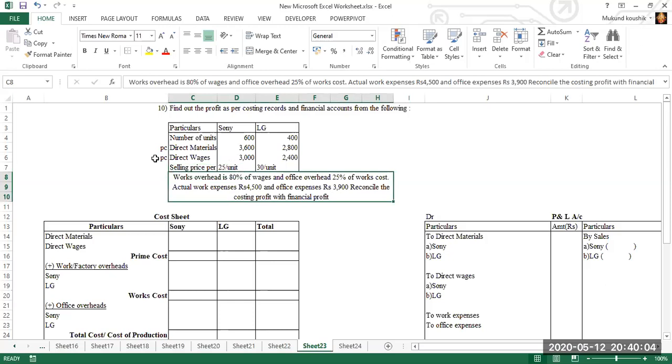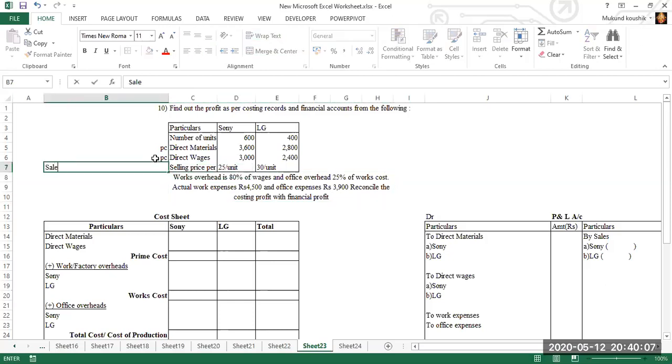Now then again they have given selling price. So this selling price is nothing but sales value. Selling price per unit they have given 25 per unit, and they have produced and sold 600 units. So for Sony the sales will be, how do we find out the sales amount? It will be 600 into 25 rupees per unit. For LG sales will be 400 into 30 per unit. If you multiply the number of units into selling price per unit, you will get the total sales value of both the companies. So this is the sales value.